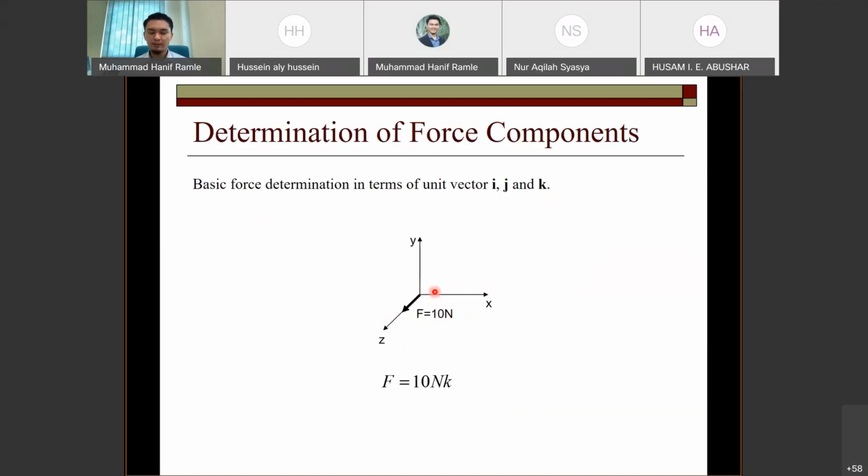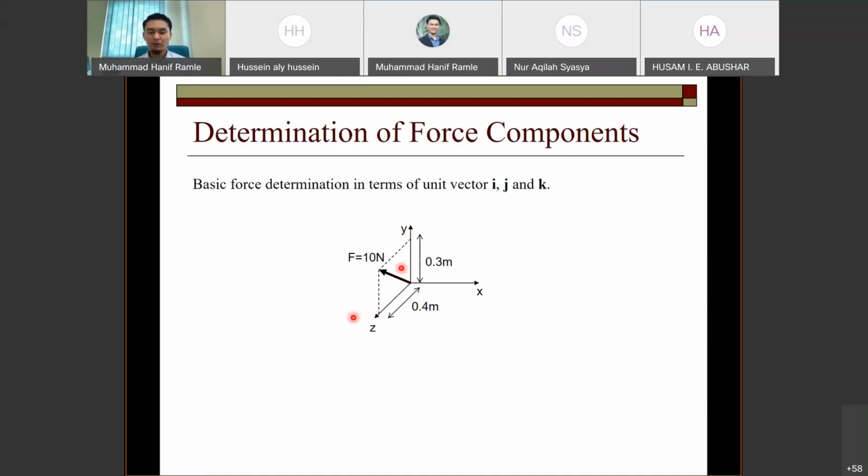So you can state the resultant of S is equal to 10 Newton K, because the force is only acting on the z-axis. So there is no additional I and J there because the force is acting alone on the z-axis. If you look at the second example here, the force is acting on the YZ plane, meaning that we do have two components, component for Y and component for Z.